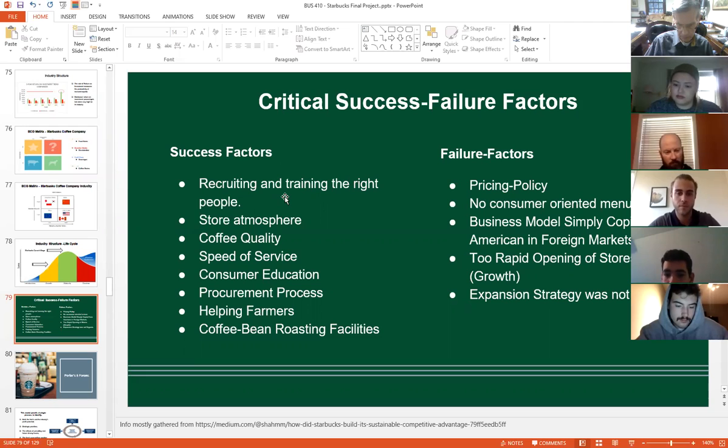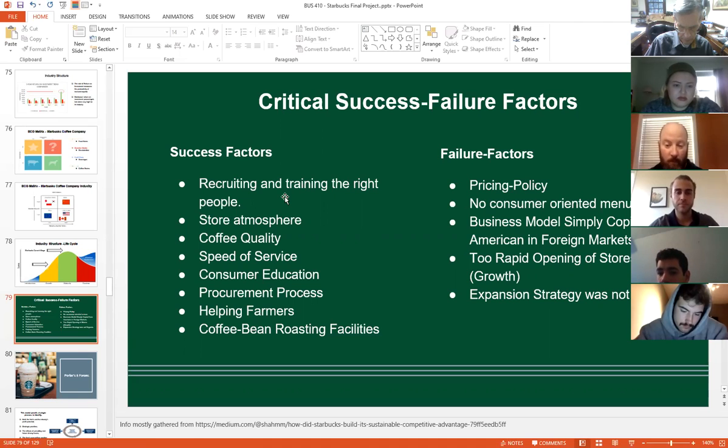Consumer education. Starbucks is constantly trying to educate customers in different ways, such as social media, about different products that they introduce into their menus. Then the procurement process, helping farmers, which I'm going to talk about later. Coffee bean roasting facilities. Right now, they have 7 roasting facilities all around the world. They opened the 7th one in Asia, and the plans are to open new roasting facilities in the next couple of years as they expand in the Asian market.